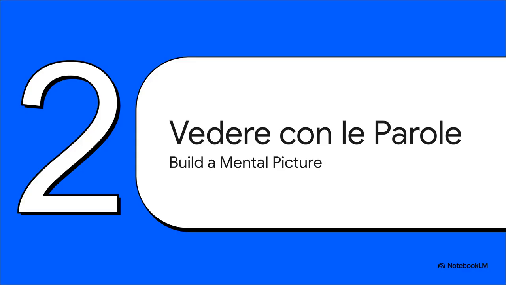All right, toolkit's open. Let's grab our second tool, vedere con le parole, or seeing with words. This one is all about turning words into pictures. We're going to use the author's descriptions to build a little movie in our heads. And the key? It's all about the adjectives.